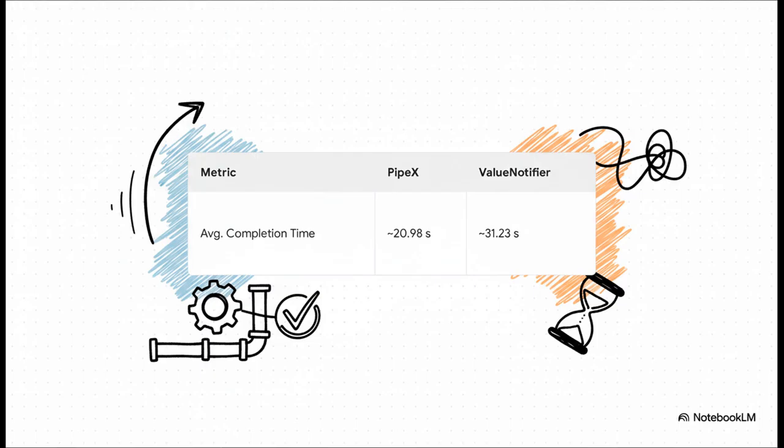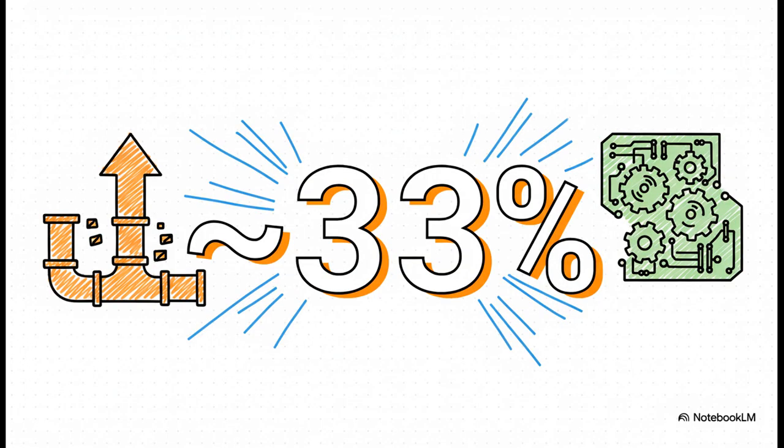We put it head-to-head with Flutter's own ValueNotifier. PipeX finished the whole thing in just under 21 seconds. ValueNotifier? It took over 31 seconds. That's not a small difference. That's a massive gap. So yeah, we are talking about roughly a 33% performance boost when things get really intense.